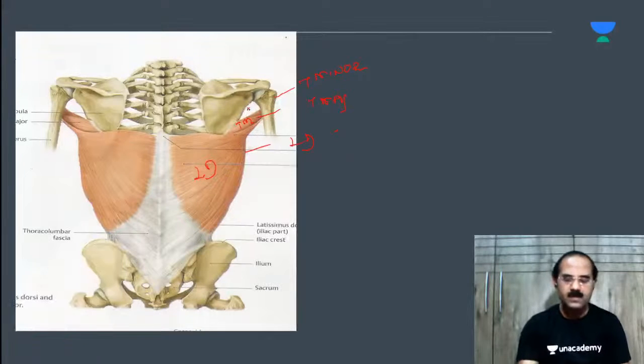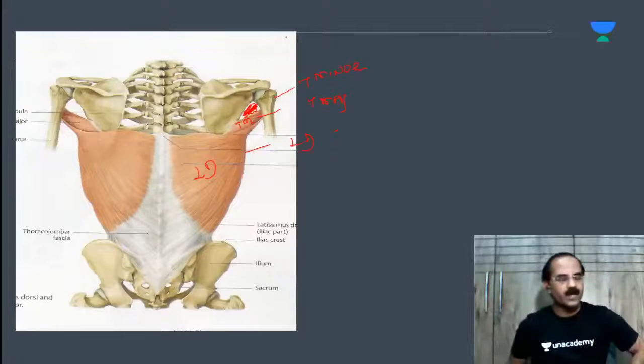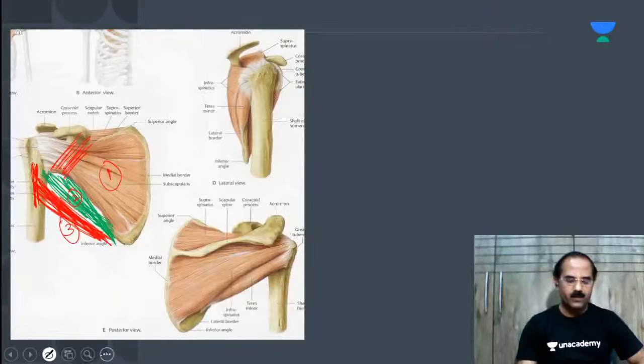Yes, I see subscapularis here, but subscapularis is present where? On the costal surface, it's in front, it's anterior. That would be the subscapularis. Is this clear to all of you? If it is not, you tell me. I'll explain once again.